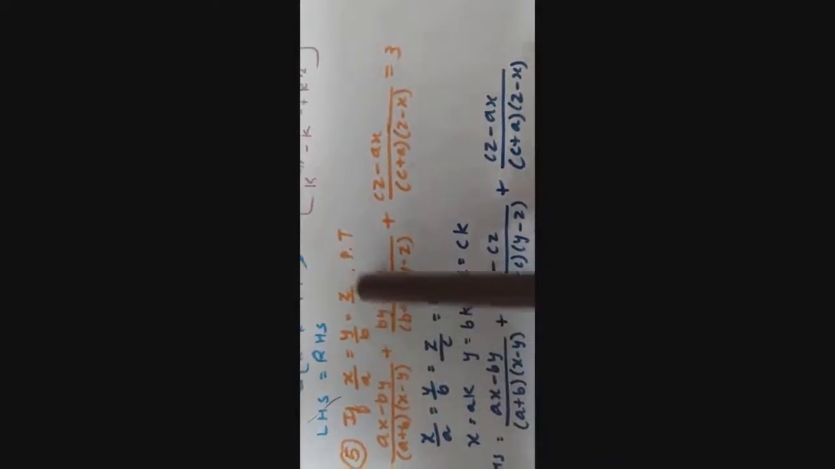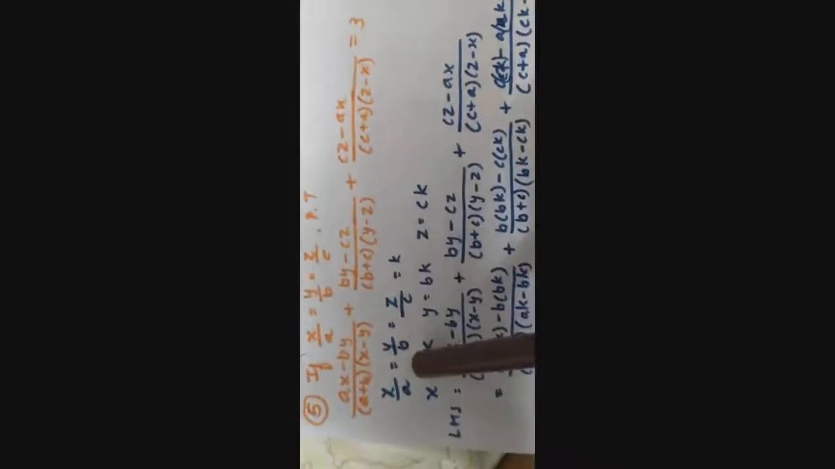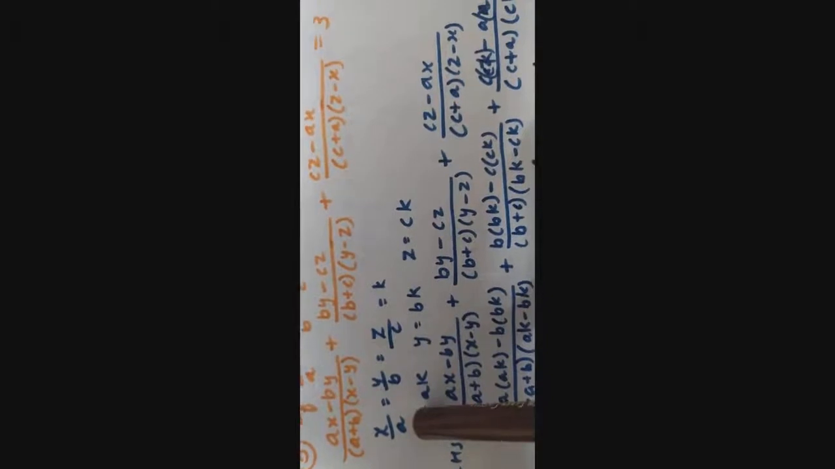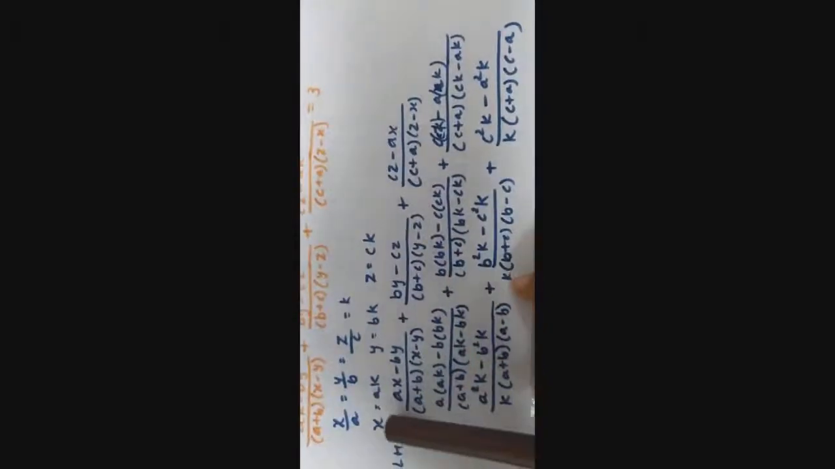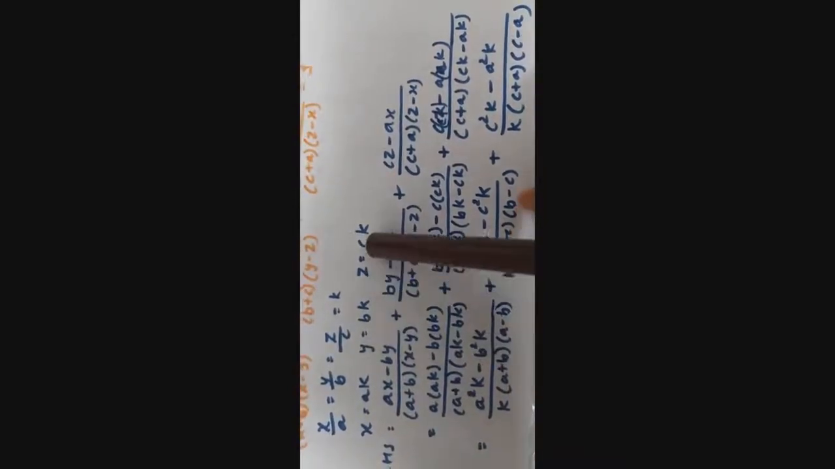Okay, question number 5. Here, if x by a is equal to y by b is equal to z by c, then prove that this result. Now I am taking x by a is equal to y by b is equal to z by c is equal to k. Okay, so what is the value of x is ak, value of y bk, and z ck.